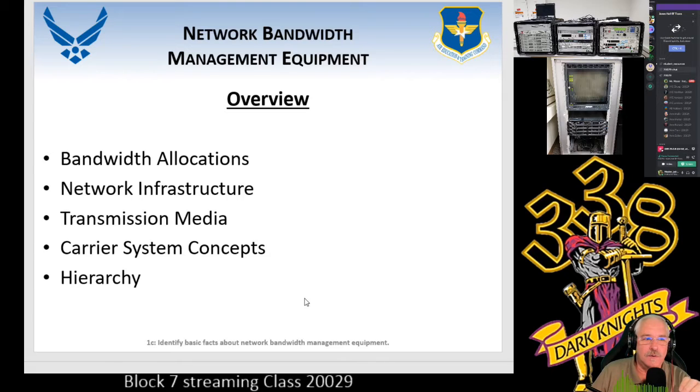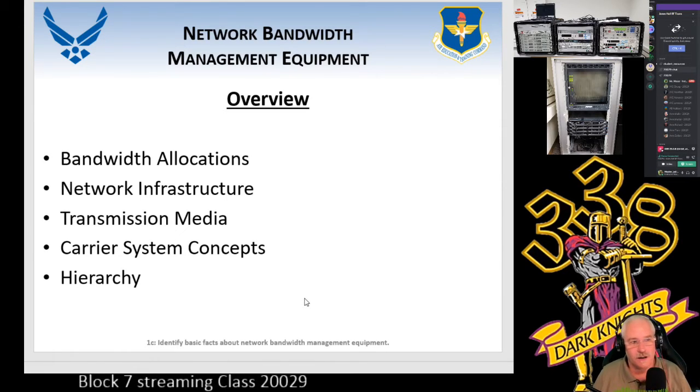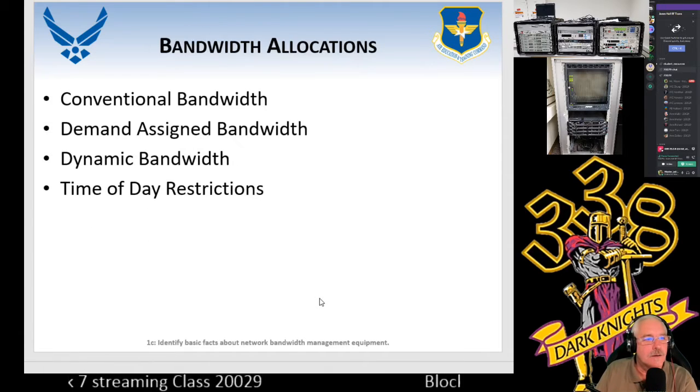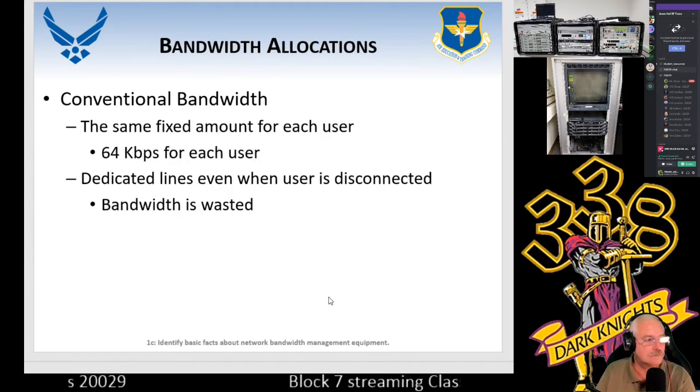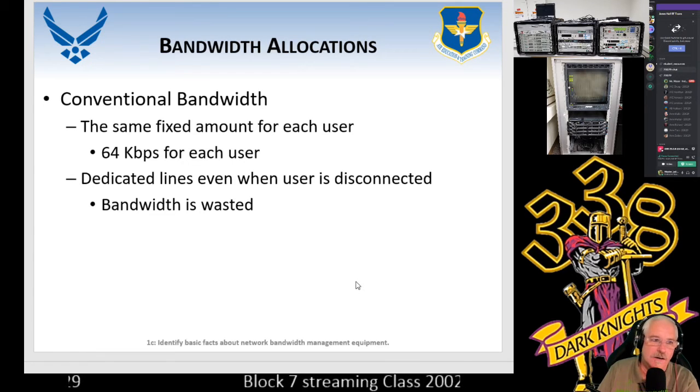So we're going to look at bandwidth allocations, network infrastructure, transmission media, carrier system concepts, and hierarchy. We have 4 types of bandwidth allocations that we go over: conventional, demand assigned, dynamic, and time of day. The first one, conventional, is a fixed amount for everybody. The problem is that because everybody has a fixed amount, the bandwidth is wasted.